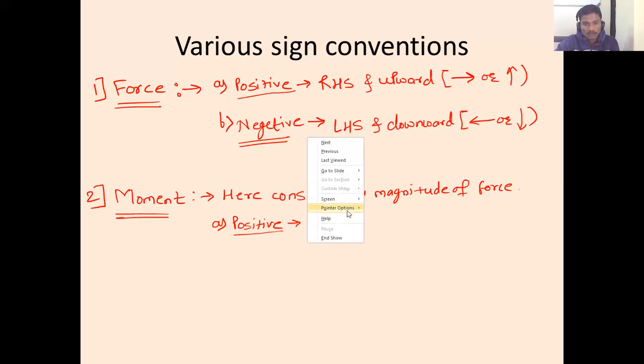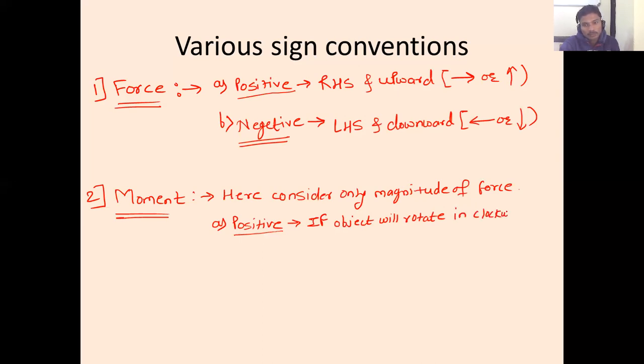Okay, so I will write just a revision part. If the object will rotate in clockwise direction, then it will be positive. Clockwise is the most important word. And when are we going to consider it should be negative?